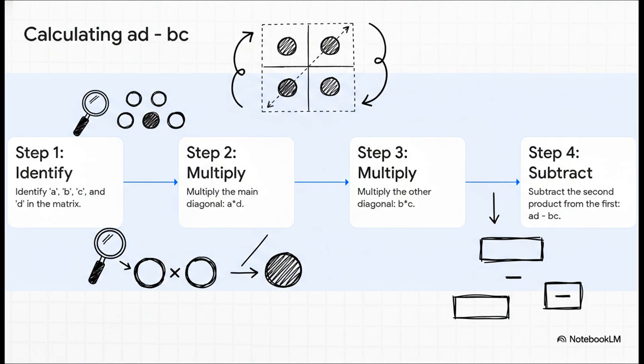So, how do we calculate it? Well, the calculation is beautifully simple, but its meaning is profound. Let's look at our numbers. A is 2, B is 3, C is 4, and D is 2. We just follow the formula AD minus BC. So first, we multiply the main diagonal, A times D. That's 2 times 2, which gives us 4. Easy enough. Then we multiply the other diagonal, B times C. That's 3 times 4, which is 12. And for the final step, we just subtract that second product from the first. So 4 minus 12 gives us a determinant of -8.